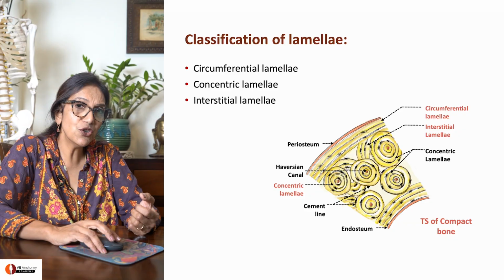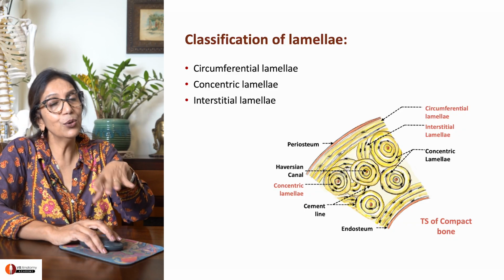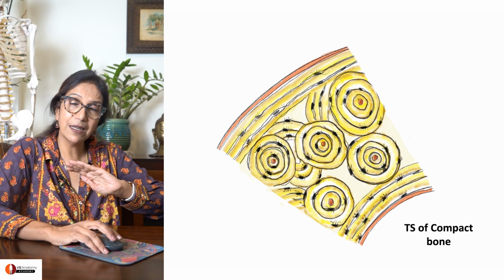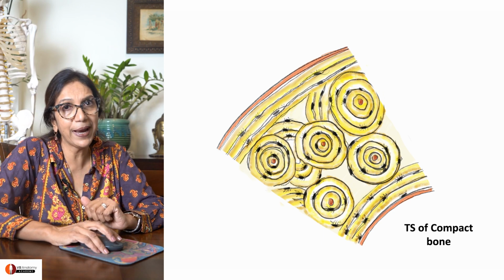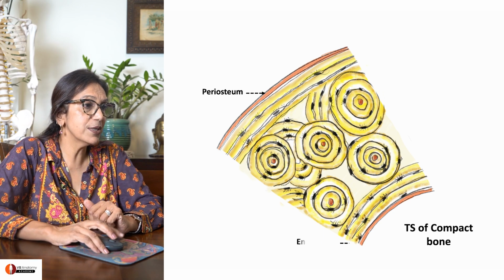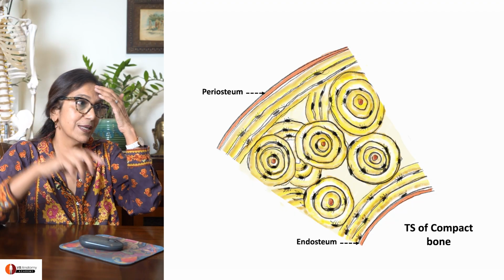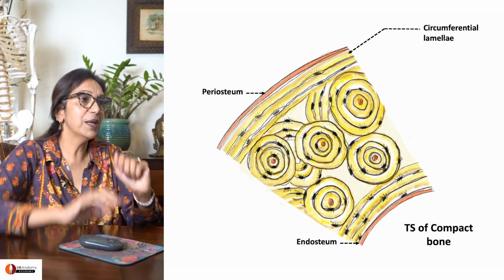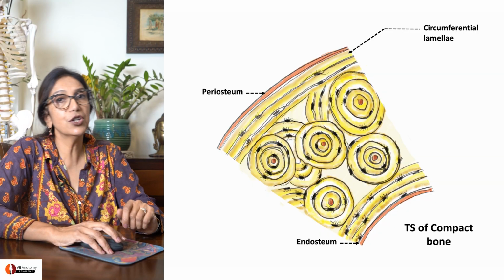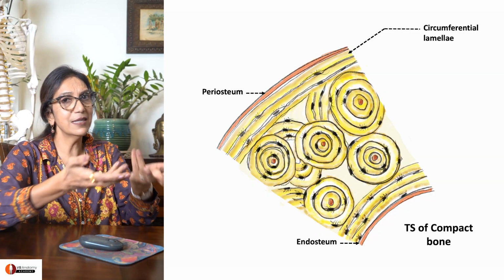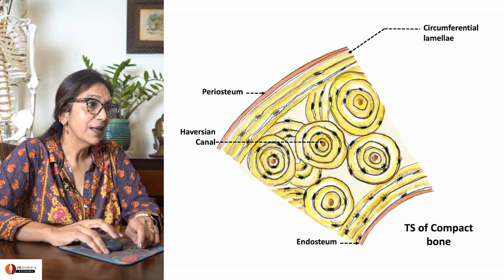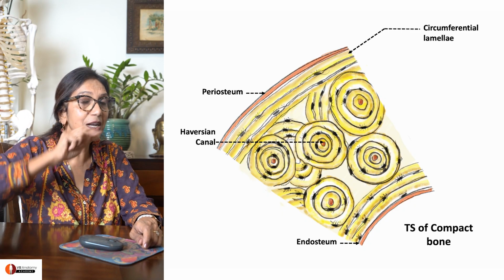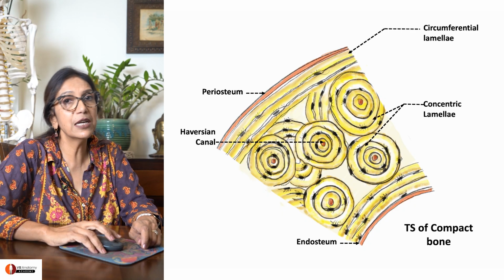This is a little much, but you have to know it. I'll take you into it, you will understand it. Now, this is a ground section through a compact bone. This is periosteum, this is endosteum. Orient yourself, okay? Lamellae that run beneath the periosteum are called circumferential lamellae. Circumference, right? Circumferential lamellae. Lamellae that are arranged around a Haversian canal concentrically are called concentric lamellae.